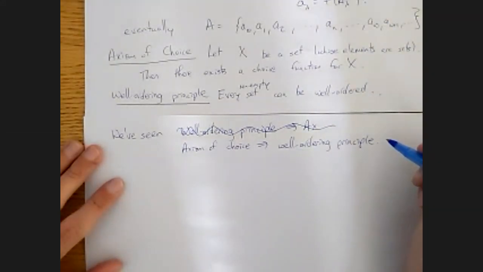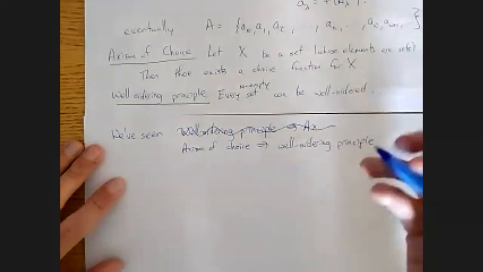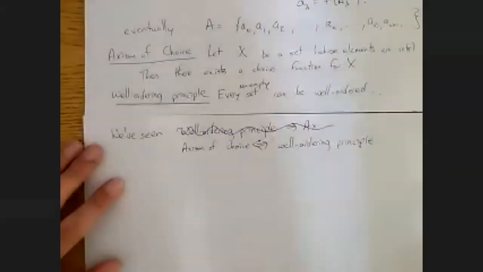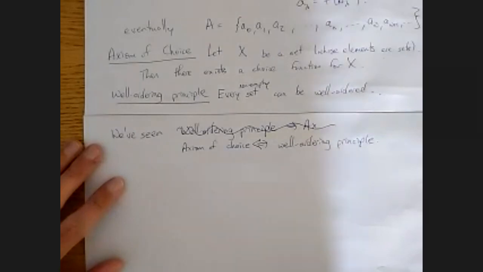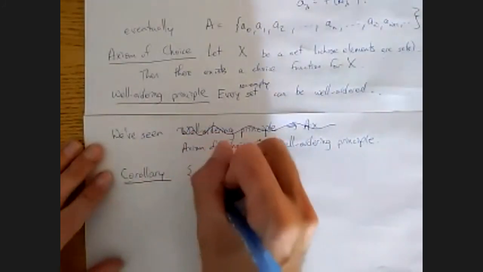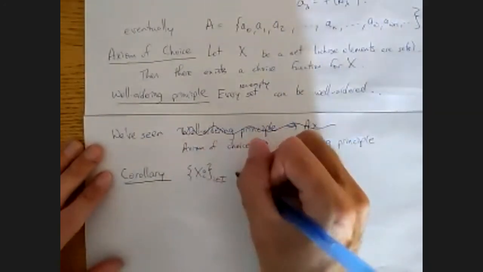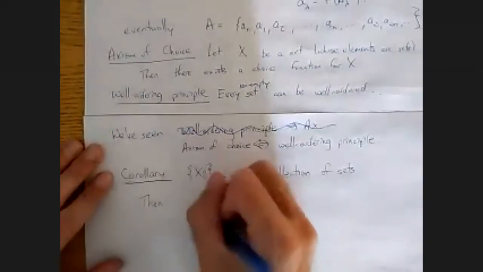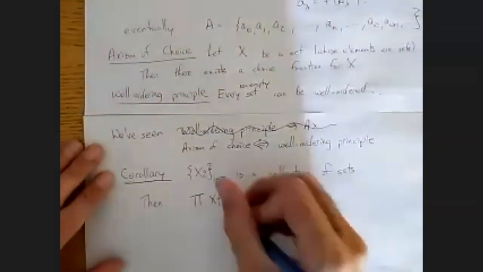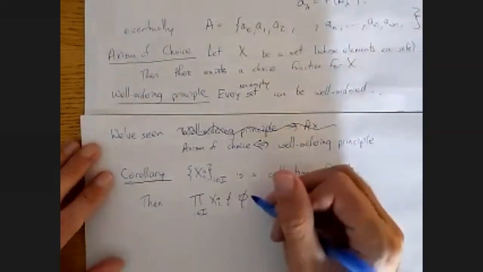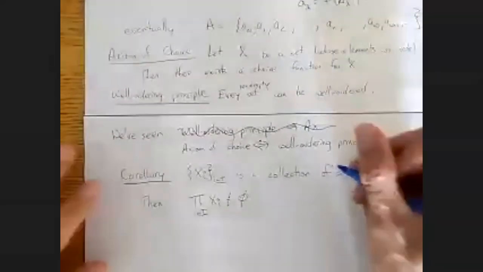If you can well order every set, then you get the axiom of choice, because again, you have the ability to choose the least element of every set. Okay, and the reverse is true too. Some other corollaries to the axiom of choice would be: if I have a collection of sets, then the Cartesian product is non-empty, because I'm able to choose an element from each X_i. Oh, a collection of non-empty sets, of course.